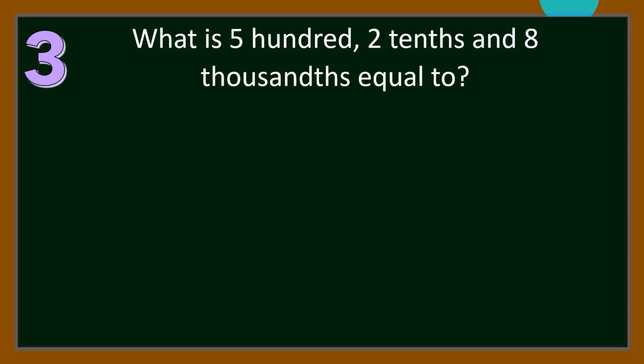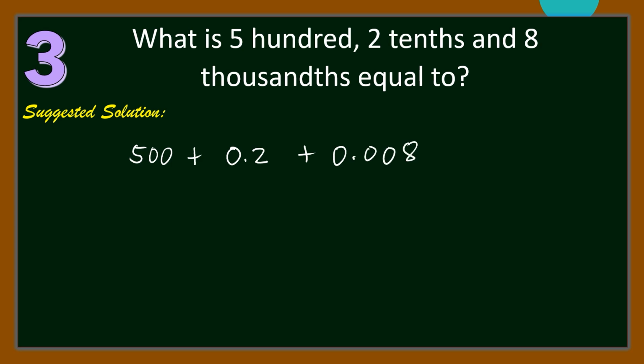Number 3. What is 500, 2 tenths, and 8 thousandths equal to? Here is our solution. We have 500 plus 2 tenths plus 8 thousandths, that is 0.008. Hence, 500, 2 tenths, and 8 thousandths is equal to 500.208 or 50208 thousandths.